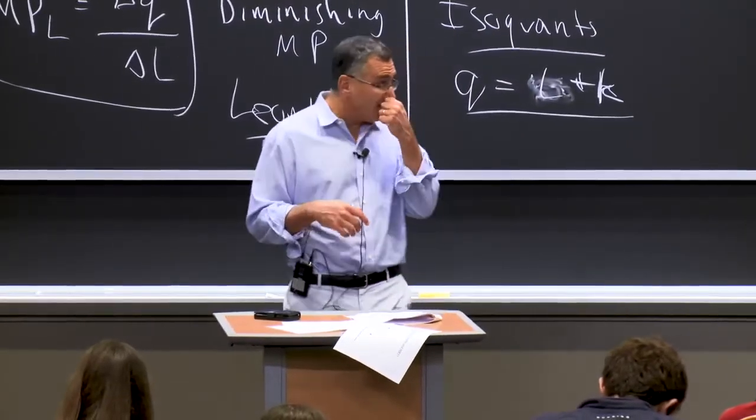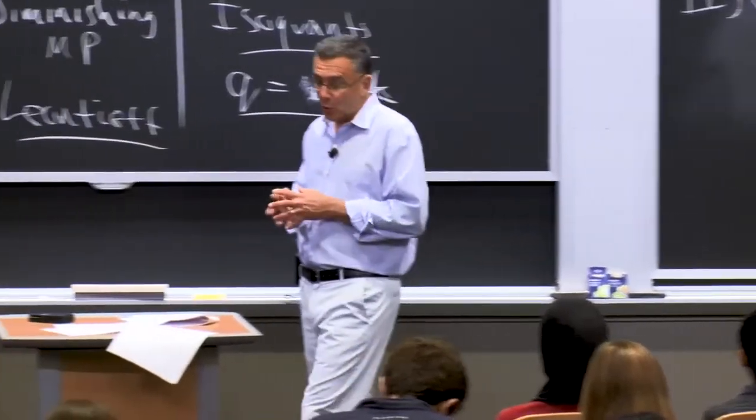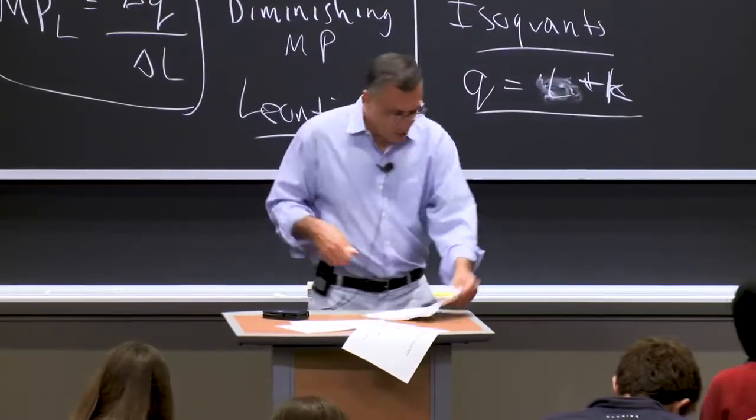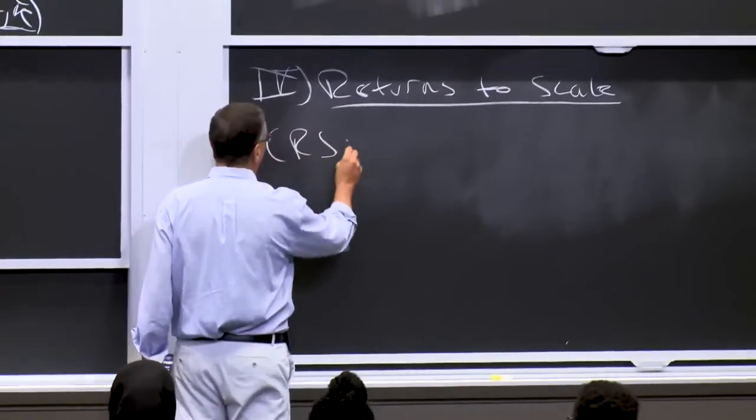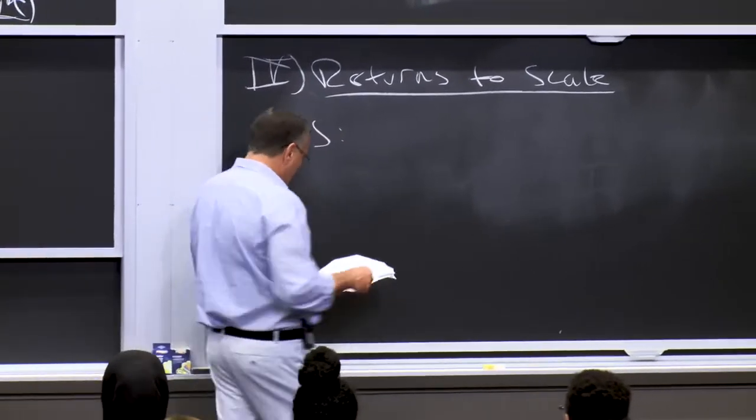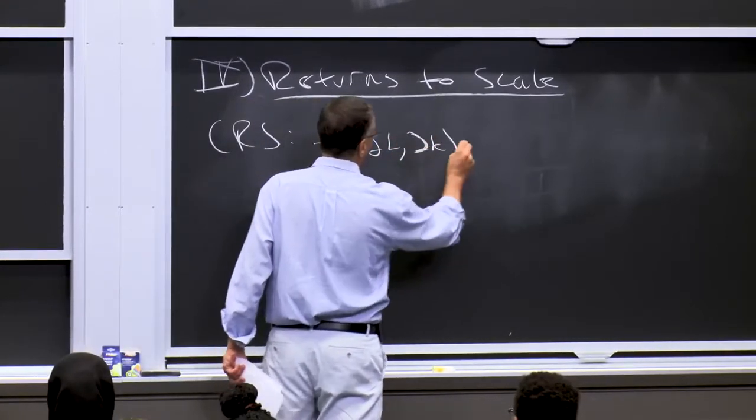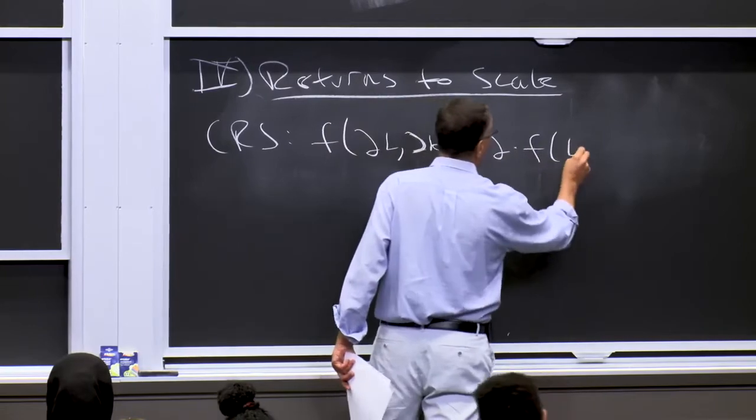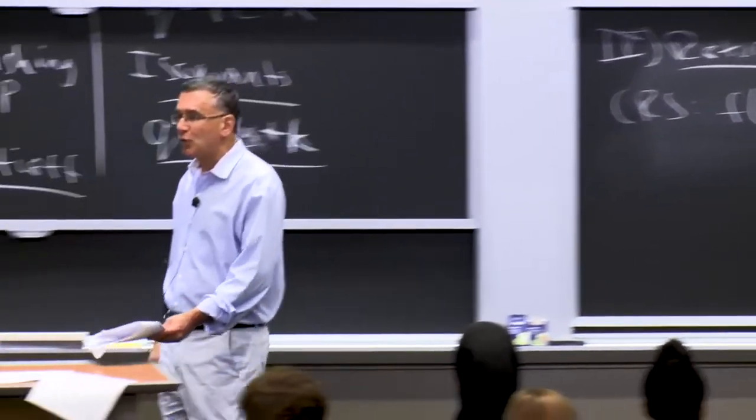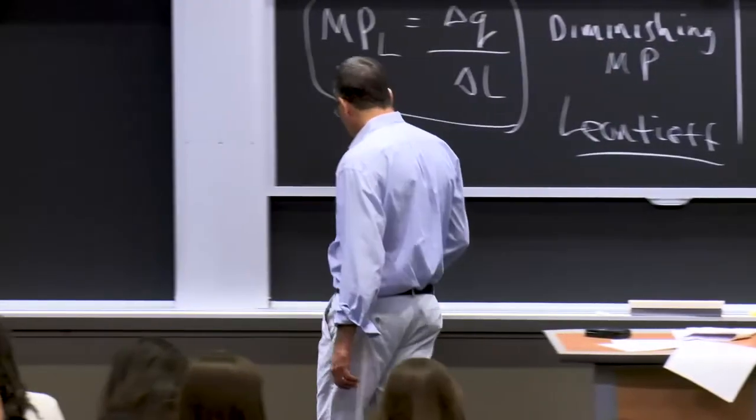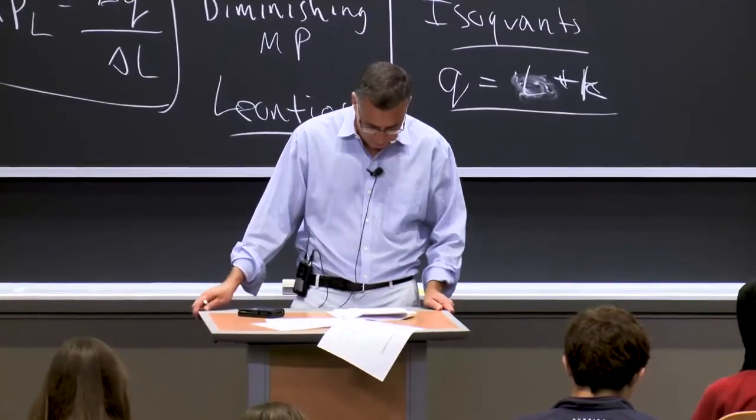Okay? Now we know, obviously, if you double inputs, production will go up. More is better. The question is by how much. So our baseline, we can think about as what we call a constant returns to scale production function. That would be one where f of 2L, 2K equals 2 times f of L, K. So a constant returns to scale function means if you double inputs, you double output. That's a constant returns to scale production function.